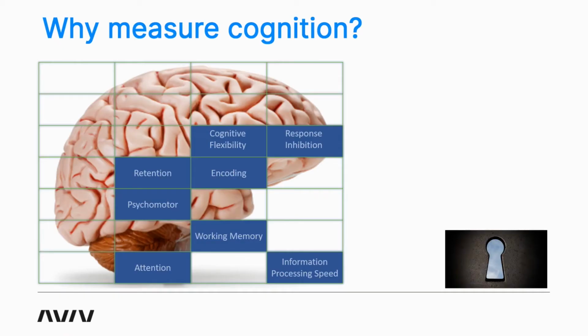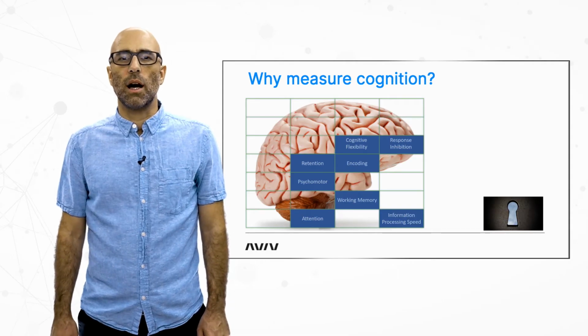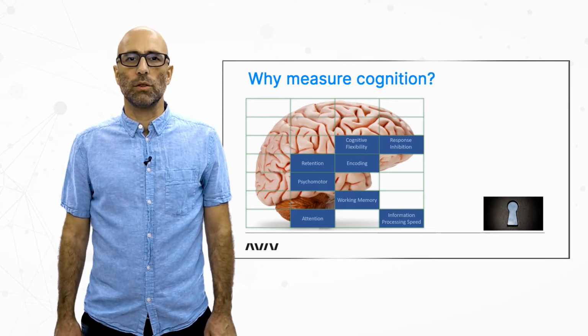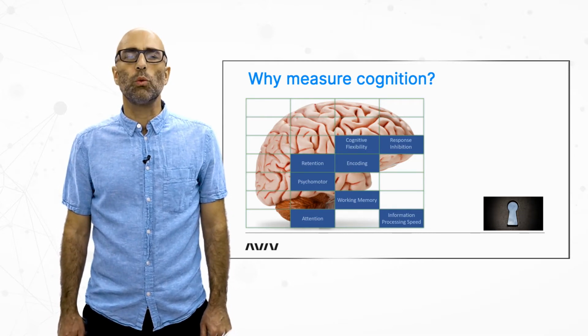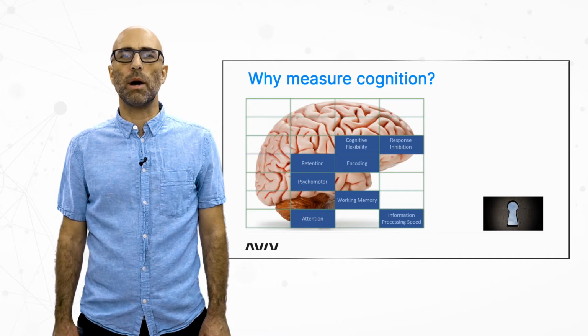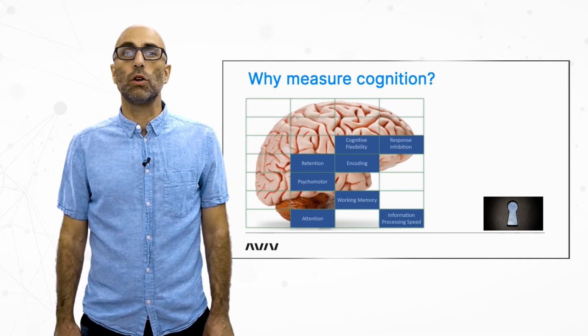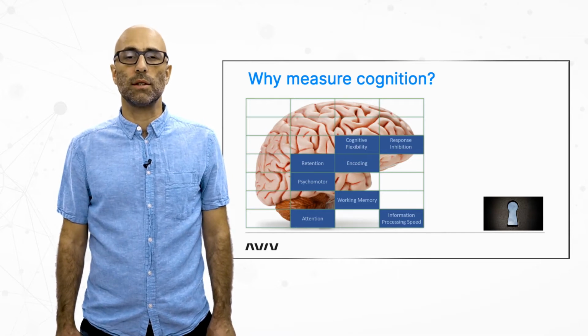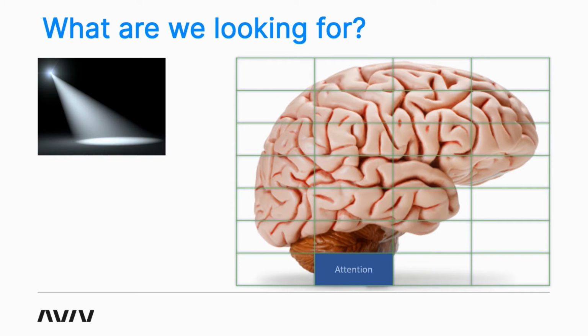Here we can see the different cognitive elements, the cognitive functions that we are monitoring in Aviv Scientific. These elements are relevant for the healthy elderly population. We know from a vast amount of research that these cognitive elements decrease as we age. The first element we will talk about is attention.